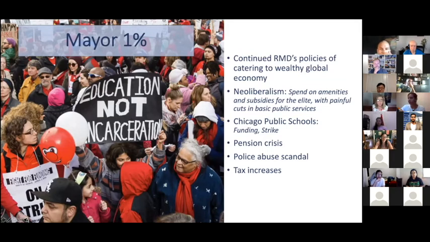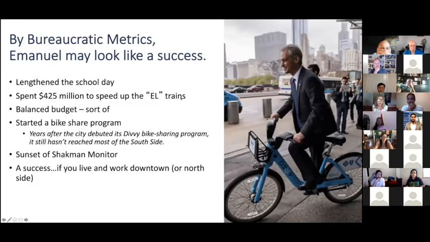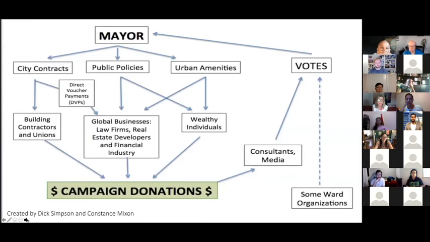Daley's policies of catering to the wealthy global elite, spending on amenities and subsidies for the elite, lots of cuts to basic public services, particularly mental health and public transportation, really draconian cuts that hurt communities of color that are already struggling, between what we started with today, that connection between race and poverty, and also increasing tax rates. And by bureaucratic measures, sometimes Rahm Emanuel looks like a success, but it's really only a success if you live downtown or on the north side of Chicago.